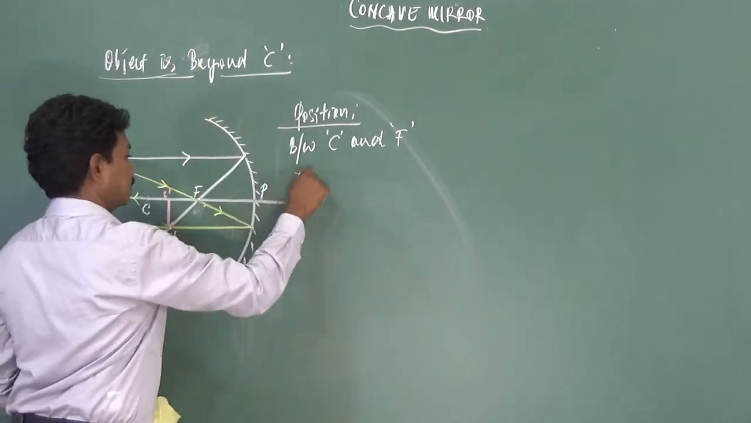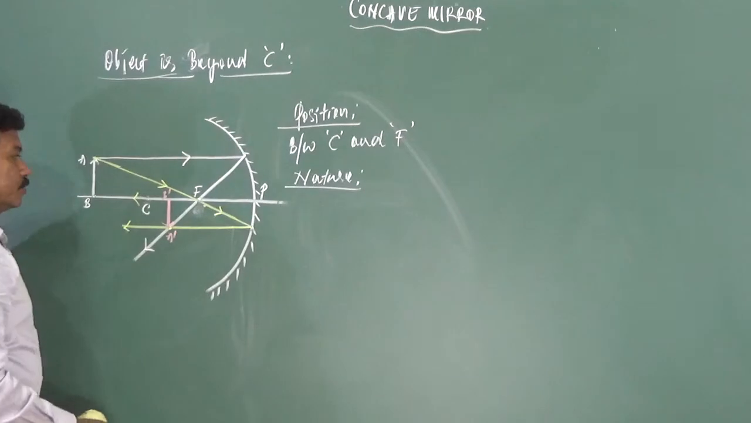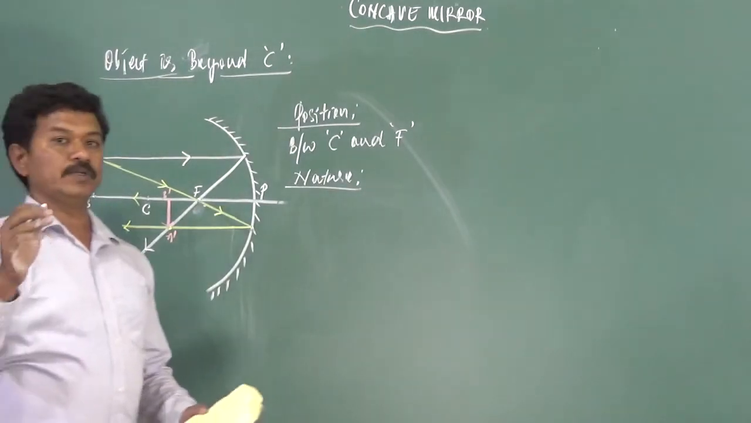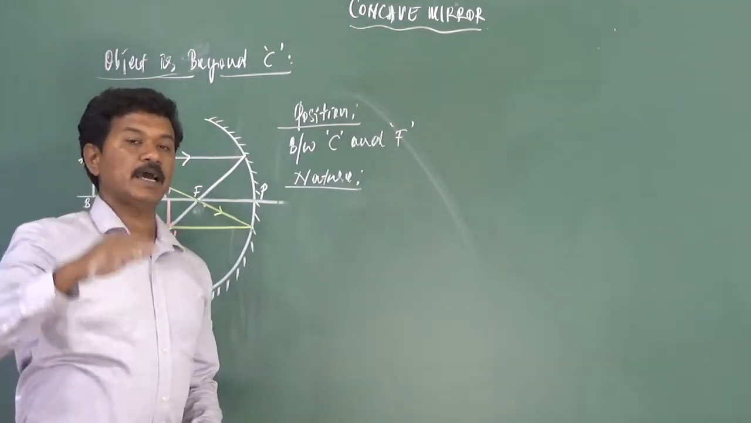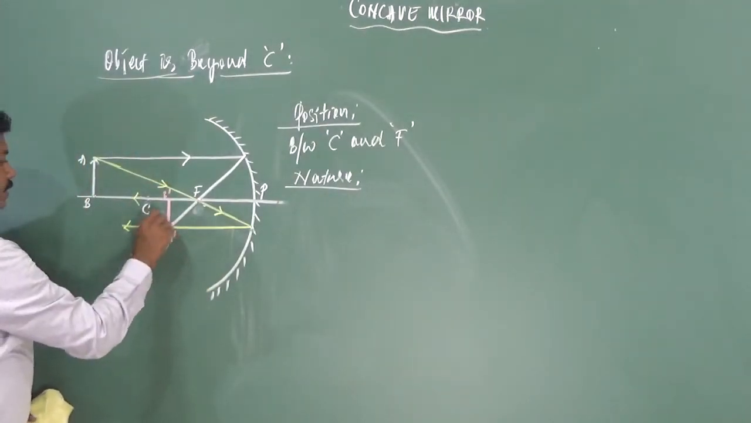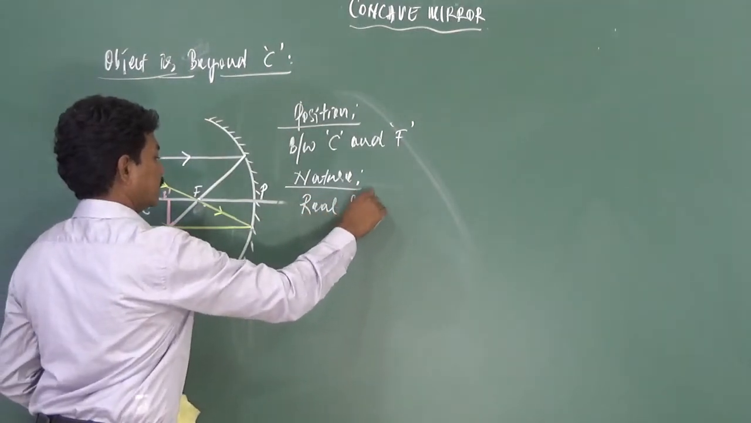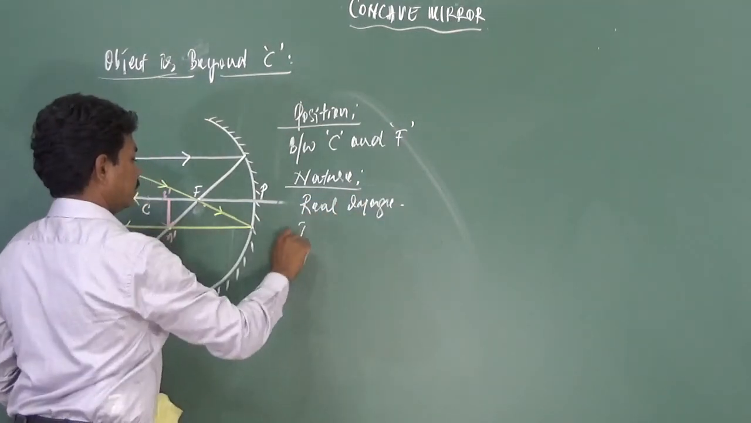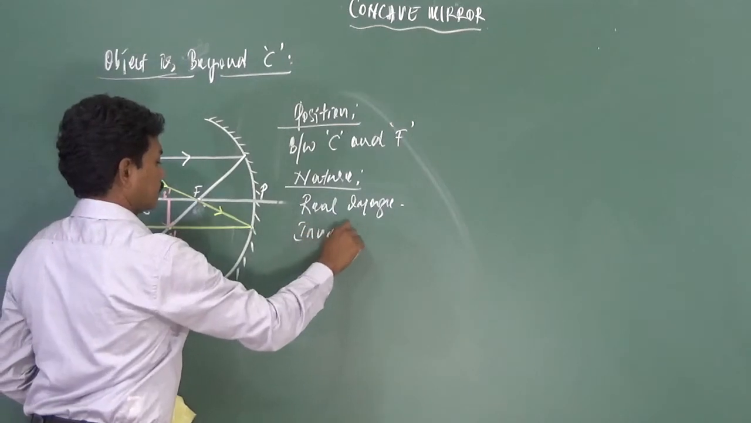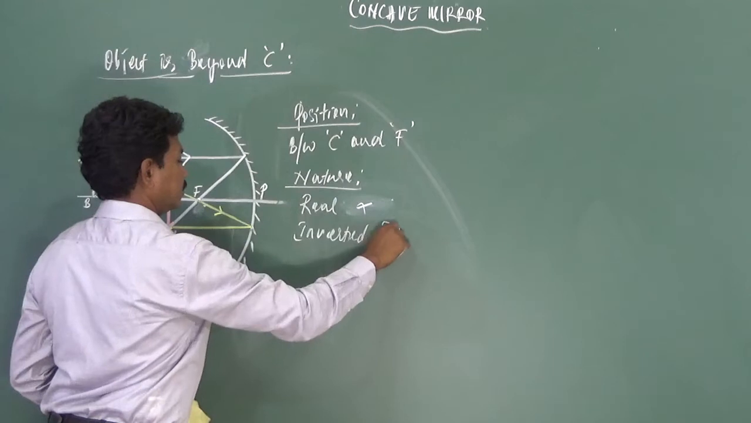So what is the nature of the image? As the two reflected light rays actually meet at a point, these images are real images. So it is a real image, and we know that a real image is always inverted. Real and inverted image.